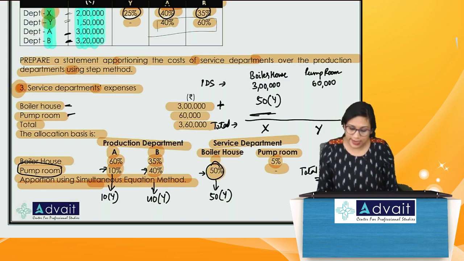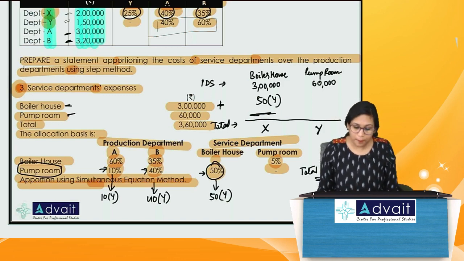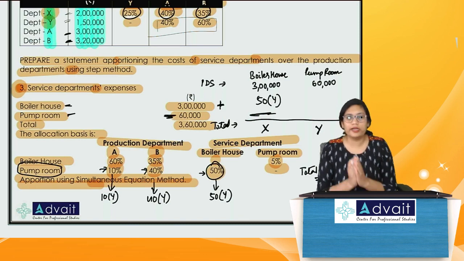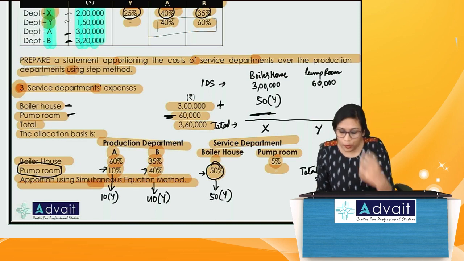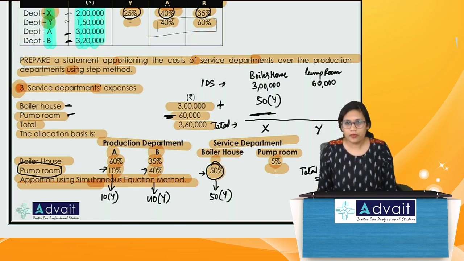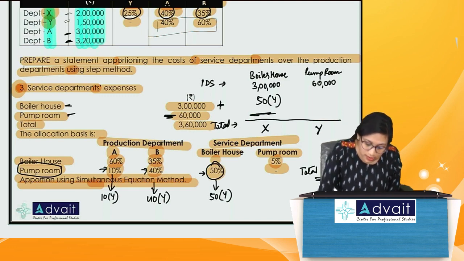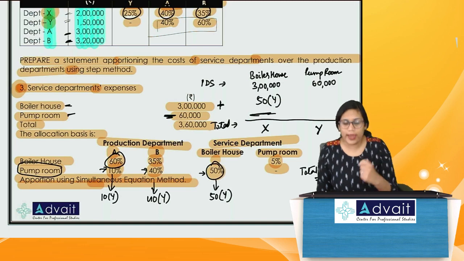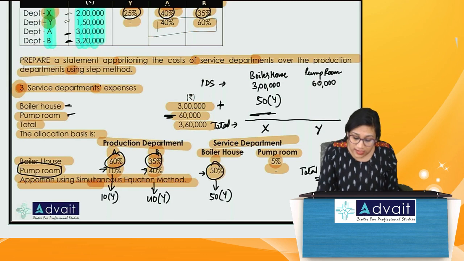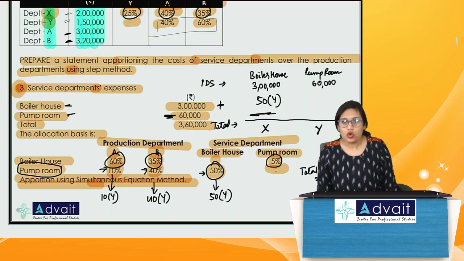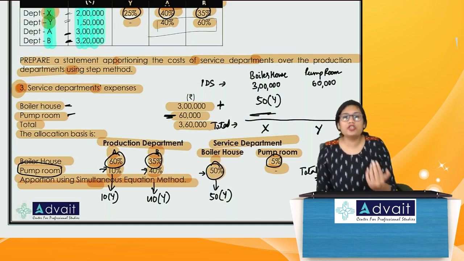Similarly, for pump room, 60,000 is what I have already calculated here. Correct? Now pump room will receive something from boiler house. Correct? Now you see boiler house's expenses. Boiler house is giving 60% of its expenses to A, 35% of its expenses to B, and guys, 5% of its expenses to pump room. Yes or no? So of its expenses means what?